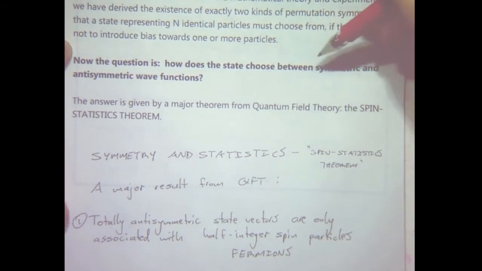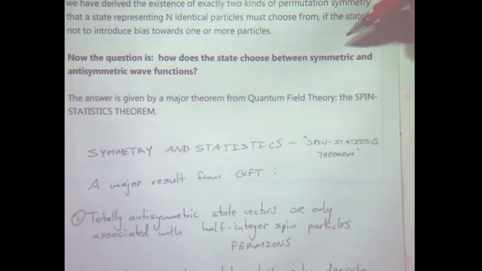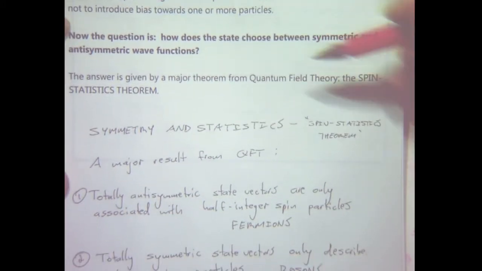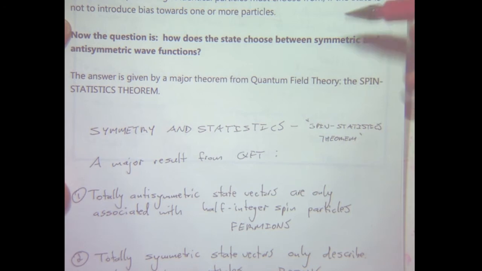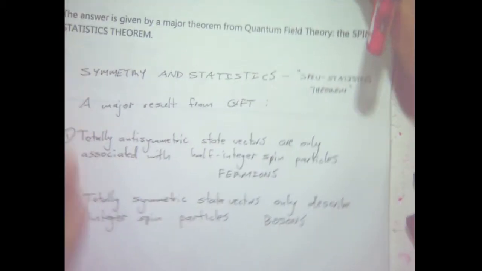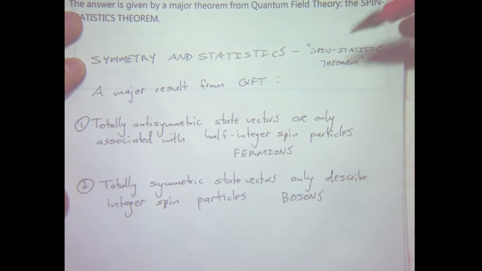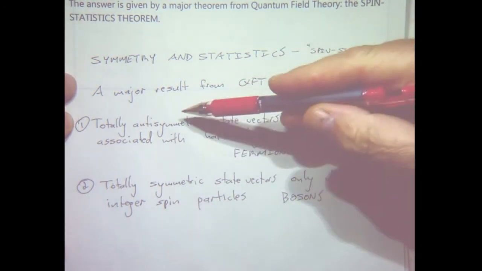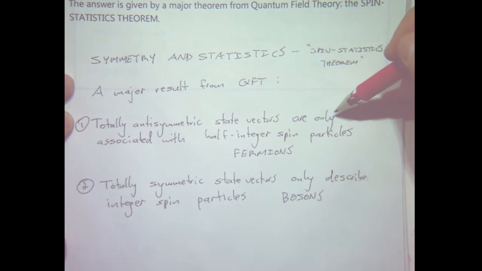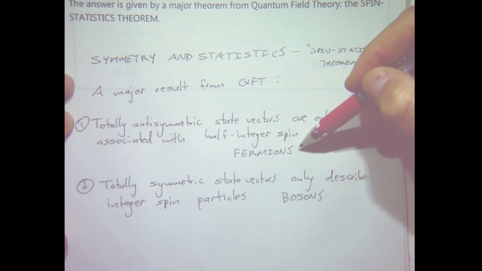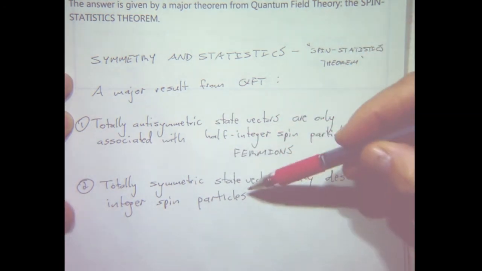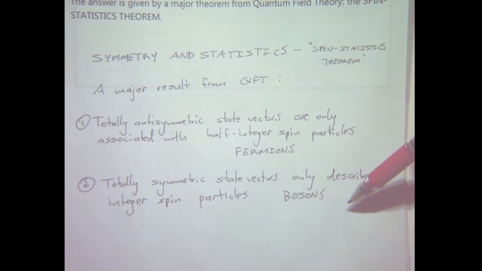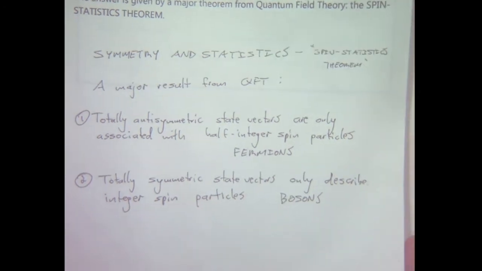So the real question is, how does a state choose between symmetric and anti-symmetric wave functions? The answer is given in a huge theorem of quantum field theory called the spin statistics theorem, the connection between symmetry and statistics. First, the totally anti-symmetric state vectors are only associated with half-integer spin particles, the fermions. Have you heard of fermions before? Bosons, have you heard of bosons? Totally symmetric state vectors only describe integer spin particles, bosons. You can't derive that from quantum mechanics.